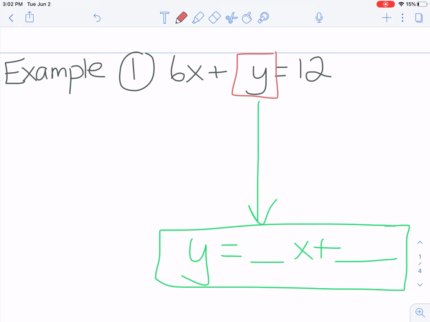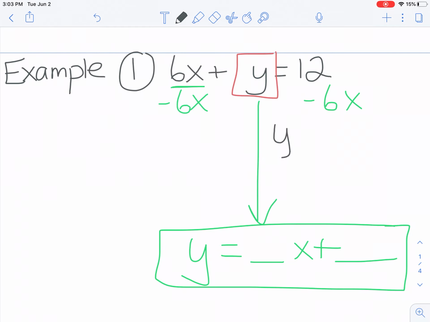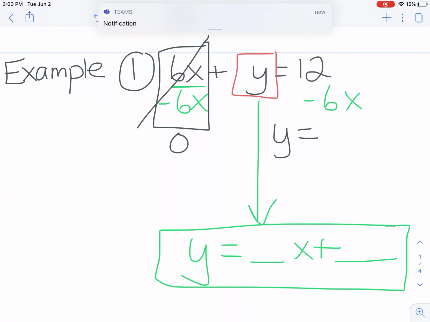I need to get rid of the 6x. I don't want it on the left-hand side. So if you have positive 6x on the left-hand side, we want to subtract 6x from both sides in order to eliminate it from the left-hand side, but still keeping everything in balance. So the next line of my algebra, y is now on its own, because remember 6x minus 6x makes 0. It's gone. And on the other side, I have 12 minus 6x.